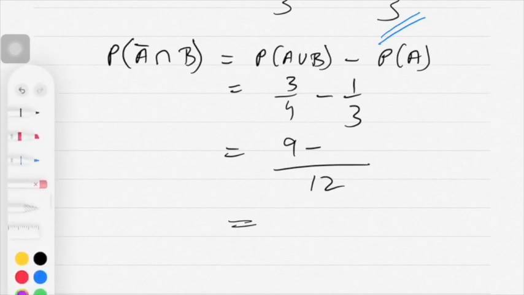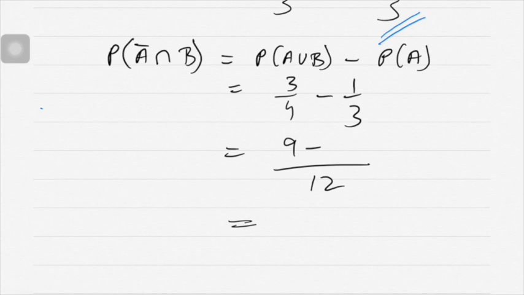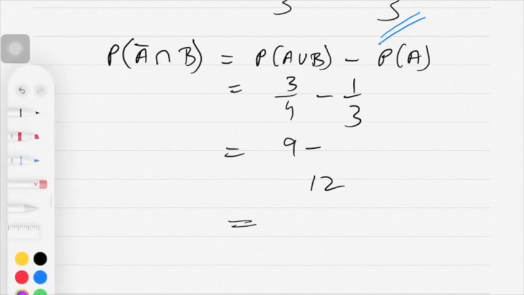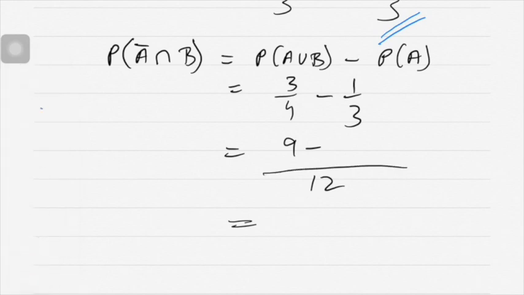Sorry, 4 into 1 it should be. 4 into 1, 4. So 9 minus 4, 5 by 12. So this is the final answer.